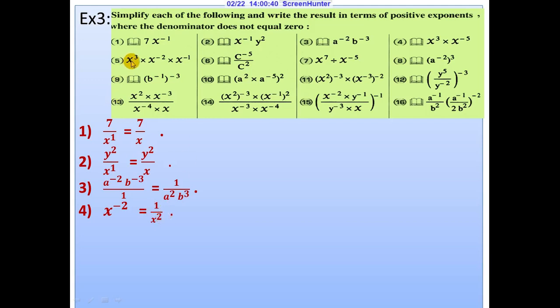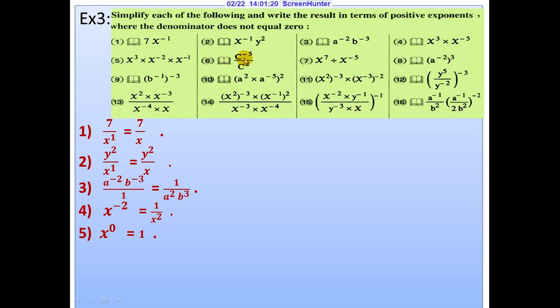The same with number 5. We have here x raised to power positive 3 and x raised to power negative 2 and x raised to power negative 1. We do the simplest form first. So number 5 will be equal to x raised to power 0, because when we add 3 plus negative 2 plus negative 1, it will be equal to x raised to power 0. We didn't need here to change its place, so it will be equal to 1, because the power here will be 0. So any number or any symbol raised to power 0 will be equal to 1.